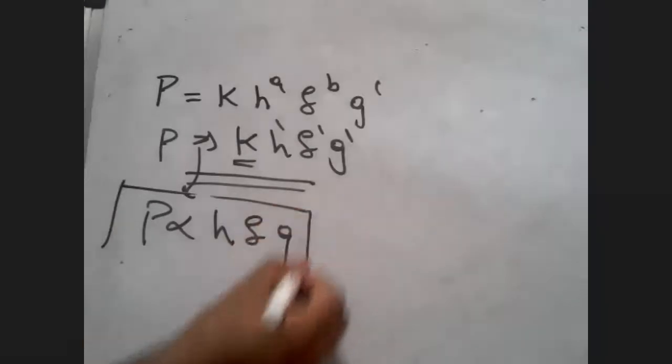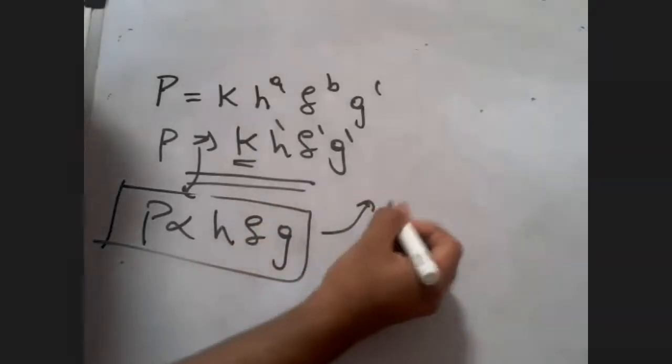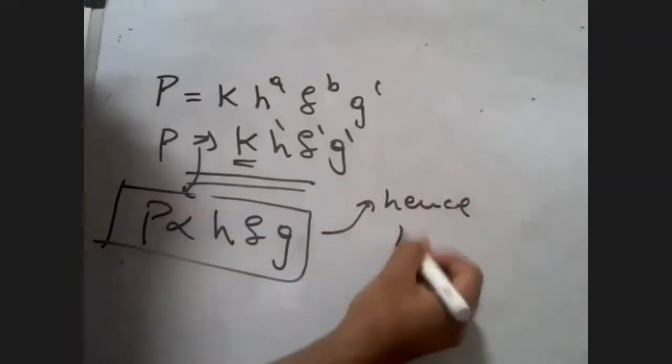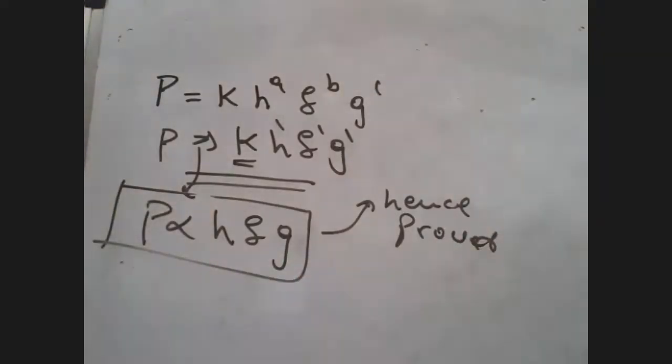Of course, when I convert it back into proportionality, the constant will go out again. So this was our question, to prove this equation, and hence this is proved. Okay, hence this entire equation is proved. So I hope you have understood this. I hope you all have got this.